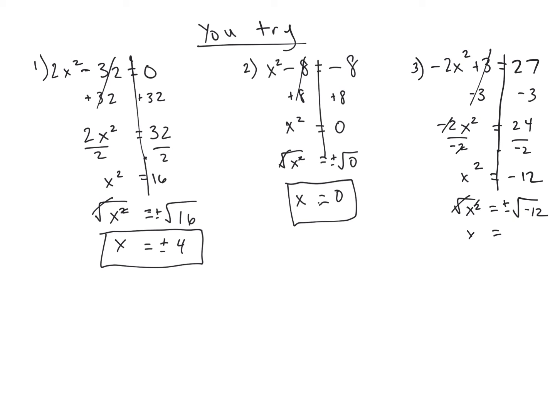Because the square root of a negative is never going to come out. A positive times a positive will equal a positive, negative times a negative will equal positive. So I can never take the square root of a negative. So I'm left with no solution here, similar to our last example 4.